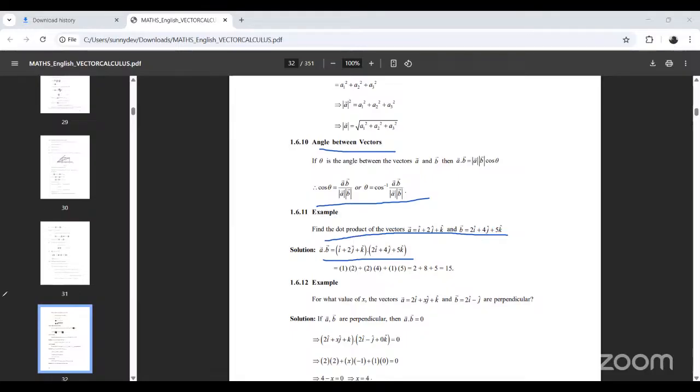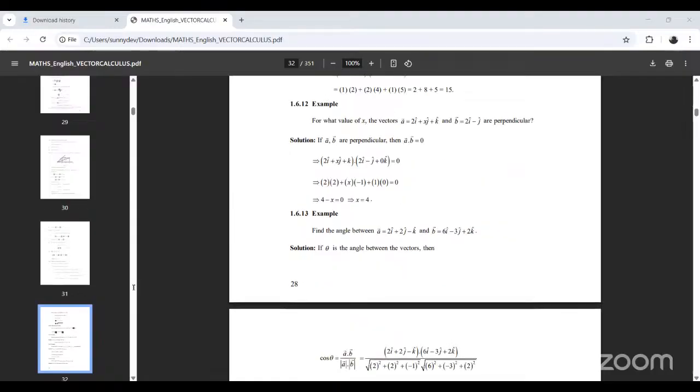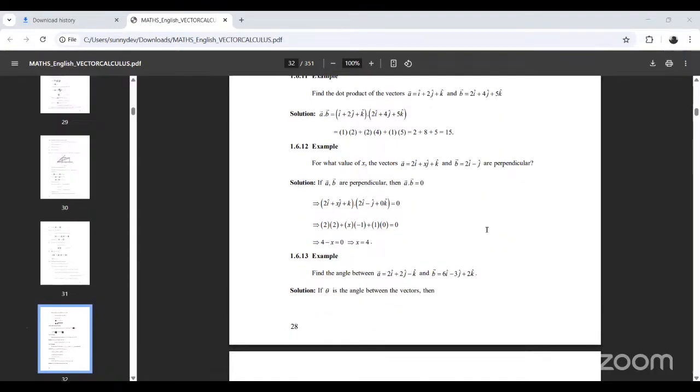Now here, see, there is one question. For what value should the vectors be perpendicular? They're asking for what value the vectors should be perpendicular. Before that, first we have to assume the two vectors are perpendicular, then only we can find that x value. So if the two vectors are perpendicular, what is the one thing? A dot B equal to 0. So if the two vectors are perpendicular, then A dot B equals 0.